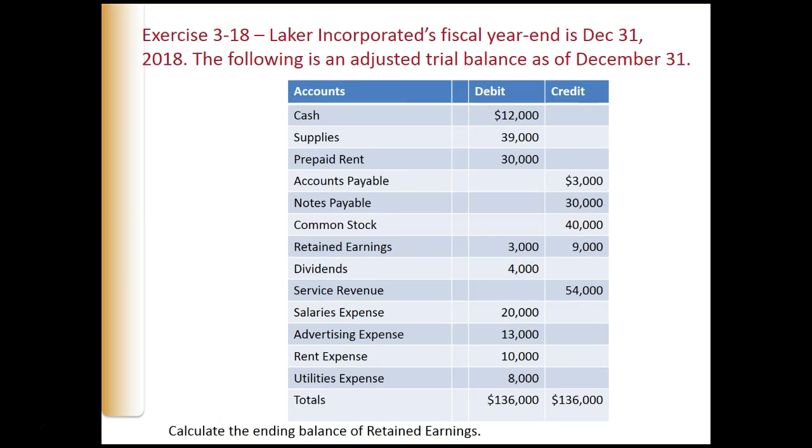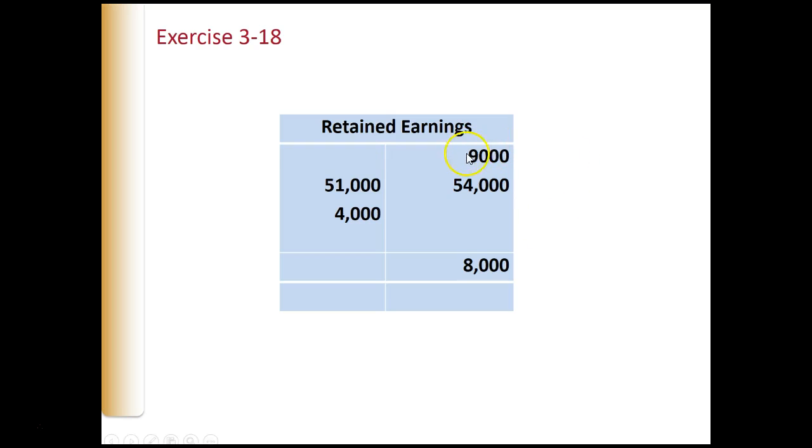Now let's look at how we got that. Do you see that the retained earnings as of this particular statement shows $9,000 as the balance? So we start with $9,000. We show the posting of those transactions: the 54 in revenues, the 51 in expenses, and the 4 in dividends, which gives us an ending balance of $8,000 in retained earnings.